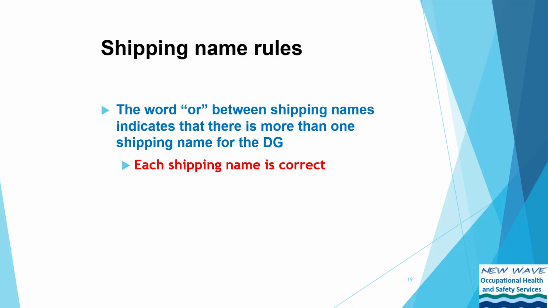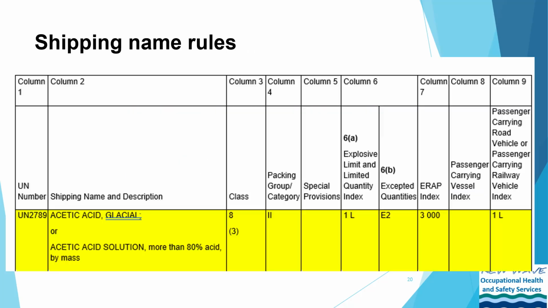Now, there are several rules concerning how you use and write down the official shipping names. First, the regulations do recognize that sometimes 2 names are allowable. In such cases, Schedule 1 separates the 2 names by the word or. For example, both acetic acid glacial and acetic acid solution are legitimate names for acetic acid, more commonly called vinegar, which is not an allowable name.